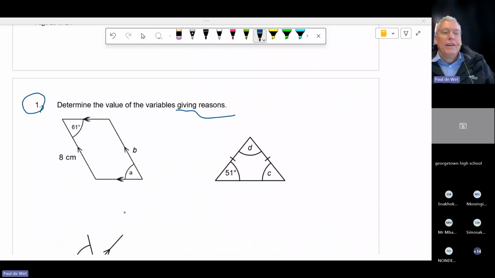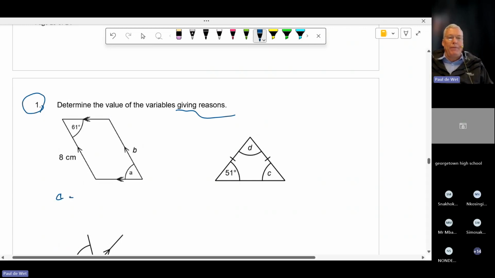Okay, right. So guys, I want to know the size of A and B, and I want reasons for both of them. I'm going to ask Ayanda to go around and get some answers for us here. What size is angle A and why?